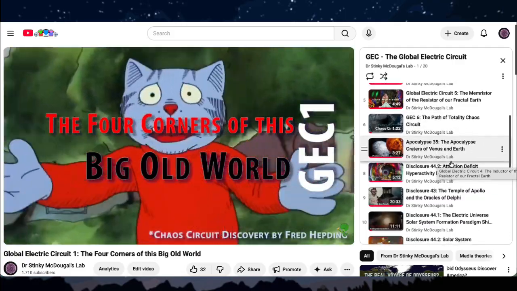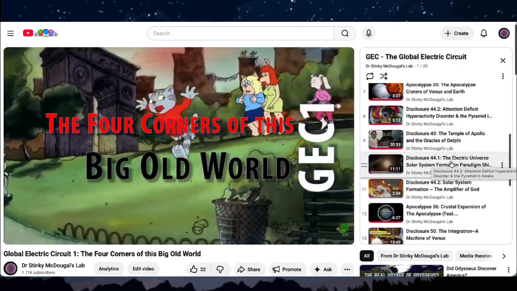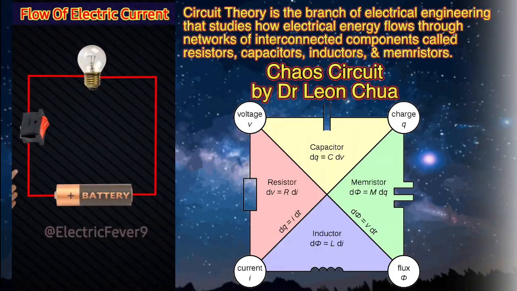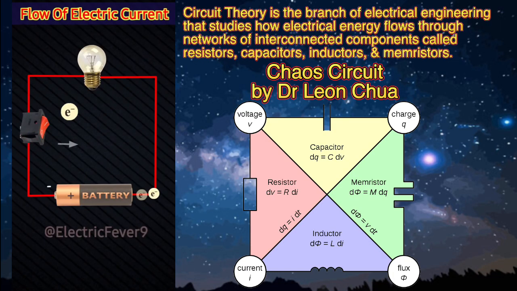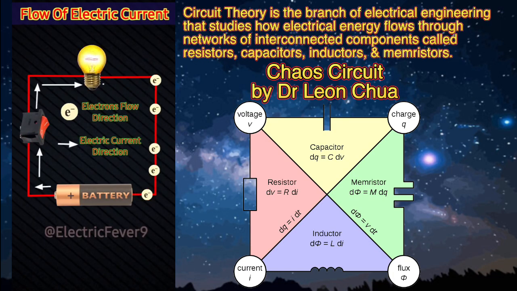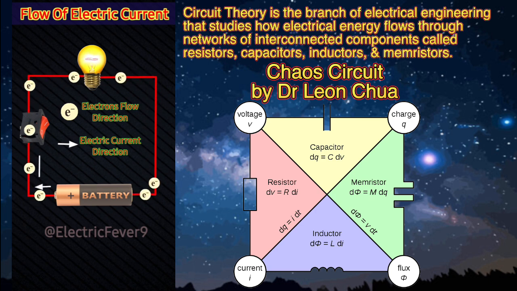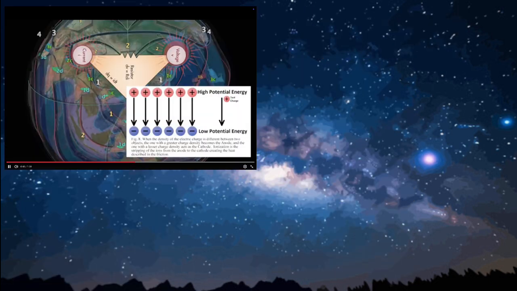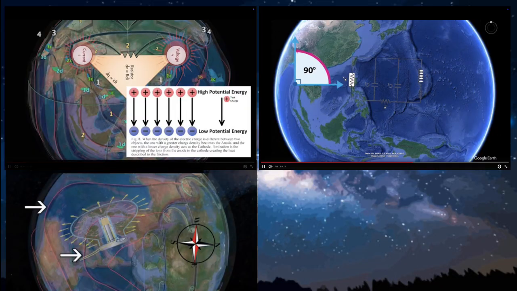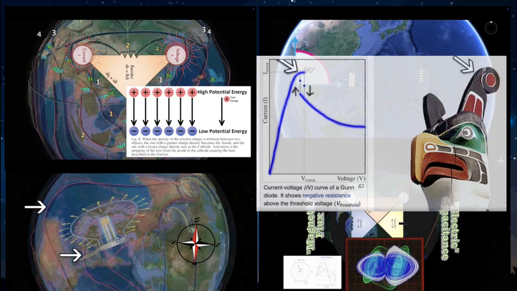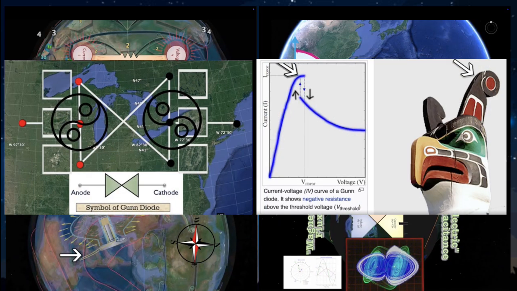One fundamental aspect of my work is the consistent use of circuit theory. Circuit theory is the branch of electrical engineering that studies how electrical energy flows through networks of interconnected components called resistors, capacitors, inductors, and memristors. Much of my work on the apocalypse has been studying the flow of electromagnetic pulses through the circuit in the Earth created by the planet Venus's impact.